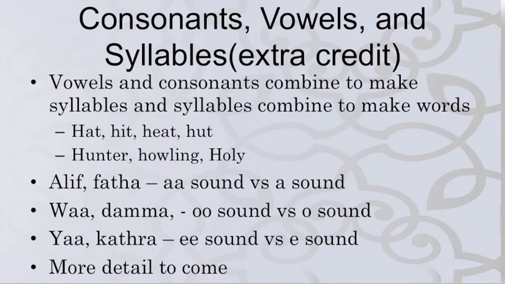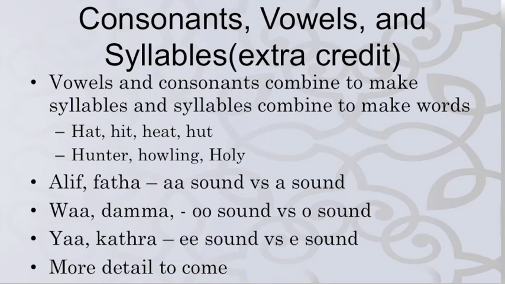Just remember this: alif is the long vowel, and its associated short vowel is the fatha. The letter alif makes the long ah sound, but the short vowel fatha makes a short a sound. It's just a movement. So alif is the long a sound, and fatha is the short a sound.